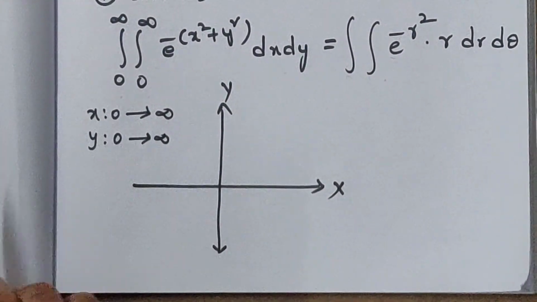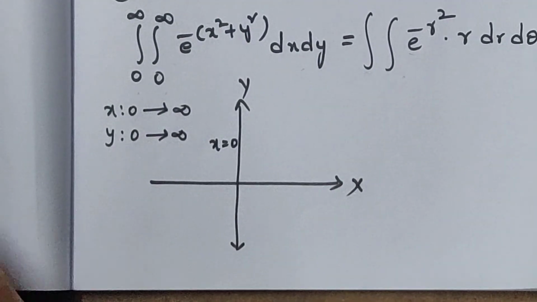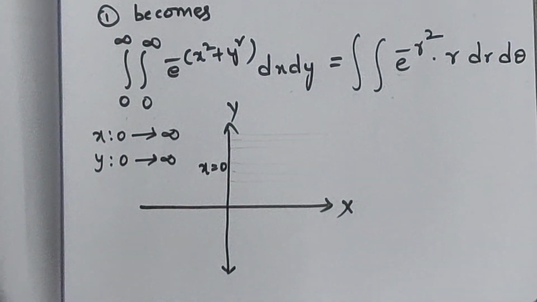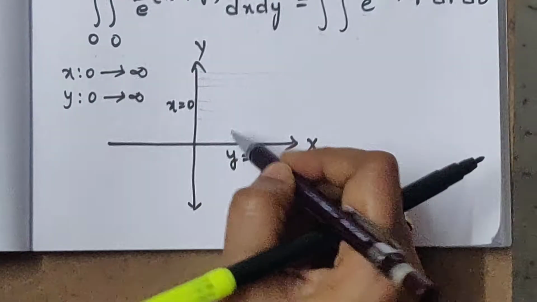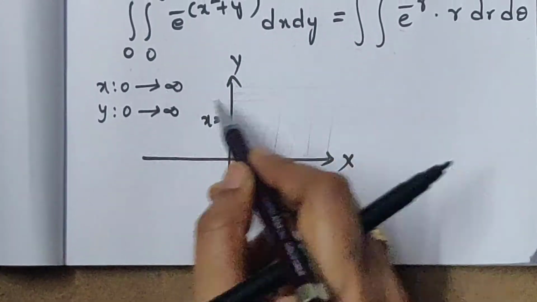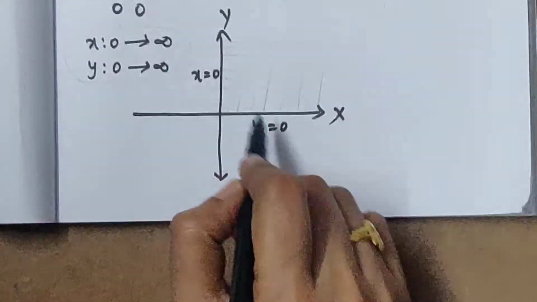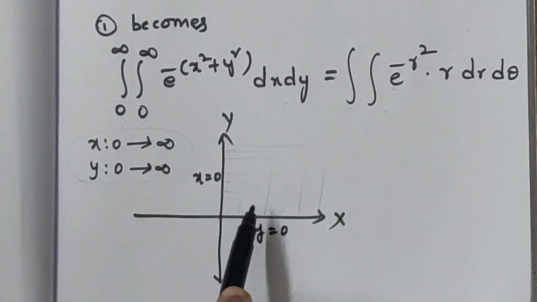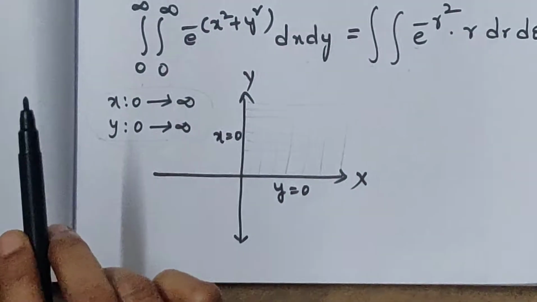That means x equal to 0. X equal to 0 means the y-axis. X equal to infinity means the whole of this. Y equal to 0 means the x-axis. Y equal to infinity means the whole. So with these limits, what we understand is the whole region of integration means the first quadrant. So this is the region of integration corresponding to the given Cartesian double integral.